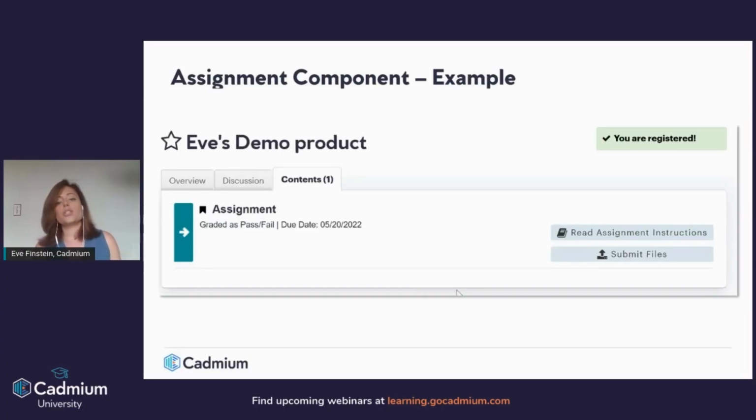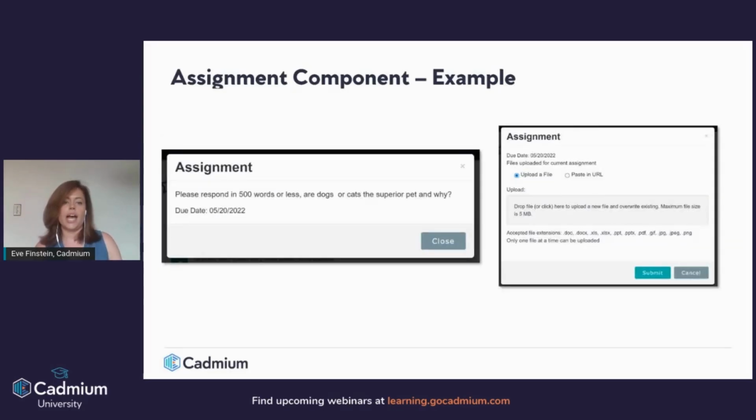This is how it looks to the user on the front end of the site. So this sits in the components area, just like any other. And you can see here, I'm being prompted to first read the instructions, and then I have the button below to submit files. And I just went ahead and opened it up too, so you can see exactly what the user will see. So they will see the actual assignment itself.